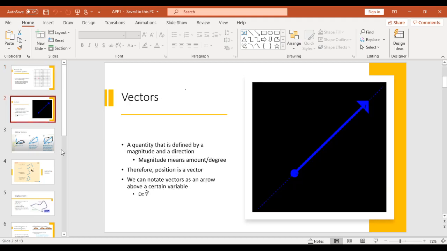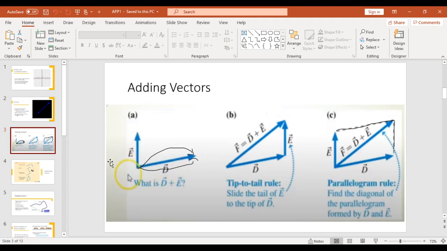Right? And now that we understand that position is a vector, we can notate vectors as a variable with an arrow as a hat. So with vectors, this is what it looks like. Established, we can move on to how to add vectors. Right? So this problem is asking us, how do you add vector D and vector E? Well, it's actually very simple.